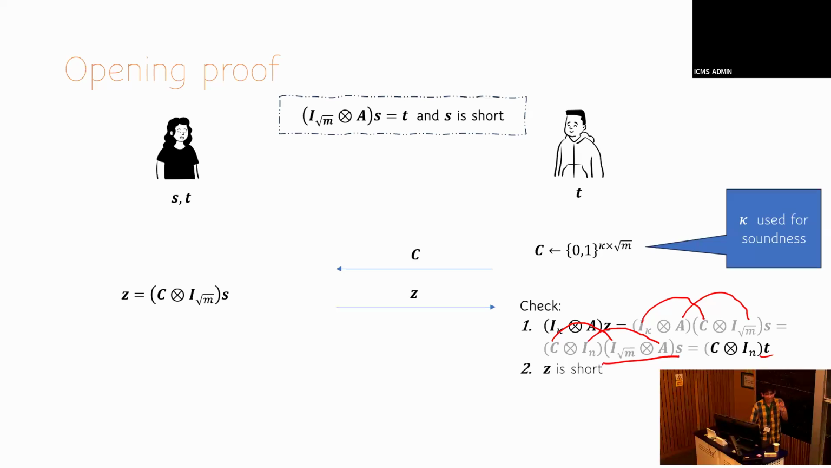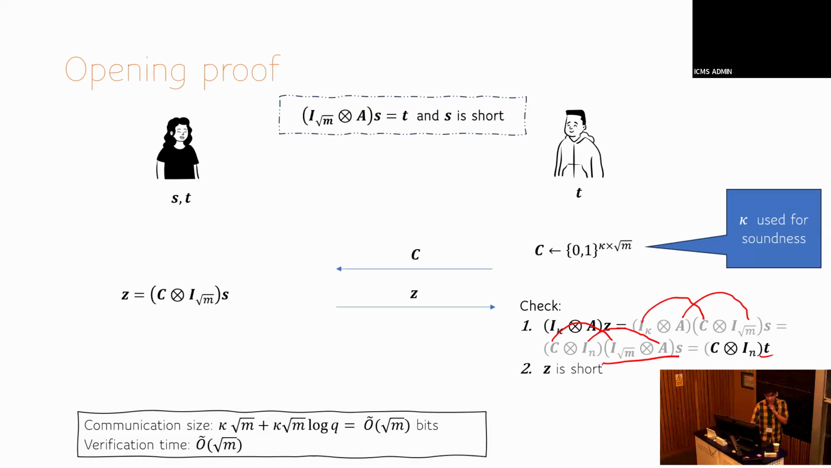But the nice thing here is that, well, is it a nice thing? Yeah, it is kind of the same as the approximate example with challenge space {0, 1}. But now I can show that this protocol has negligible soundness error. And this is what the kappa is used for. Okay. Yeah, so if you compute the sizes, then you get square roots.